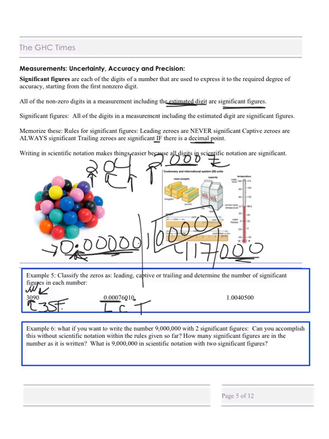So determine the number of significant figures. The first 4 zeros are leading. Leading zeros are never significant, so we don't count the first 4.